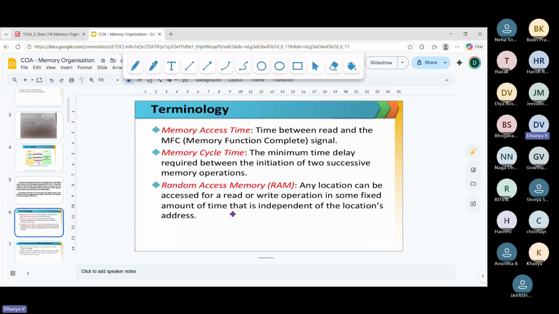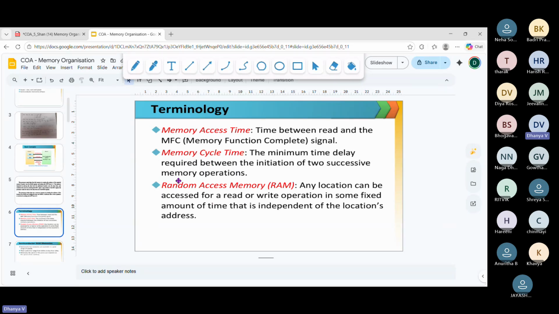Okay. So the basic terminologies involved in this: first is memory access time, which is the time between the read and the MFC. Then memory cycle time is the minimum time delay required between the initiation of 2 successive memory operations. So between 2 successive memory operations, as in between 2 read operations, the minimum time delay that is required is your memory cycle time.